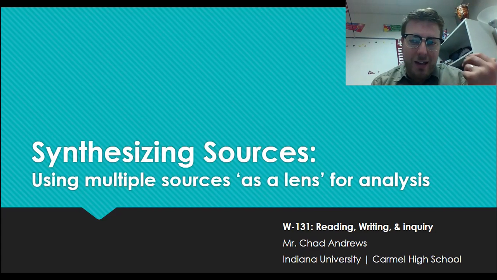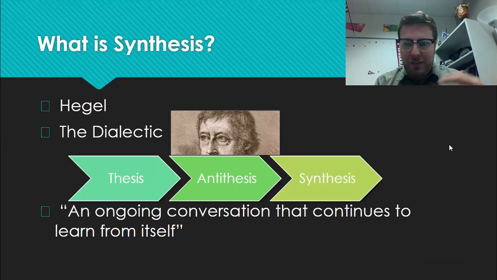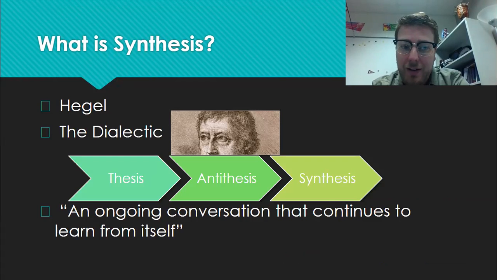It's the idea of taking multiple sources and multiple ideas and applying them to a singular purpose. Now, here's what we mean by that. What is synthesis is a great way to start this. And one way that we might define synthesis is by examining where the term, at least as far as it's used in academia, comes from. Now, the term comes from a philosopher named Hegel. And Hegel had this idea of what he called the dialectic.